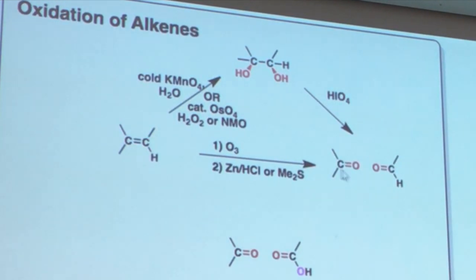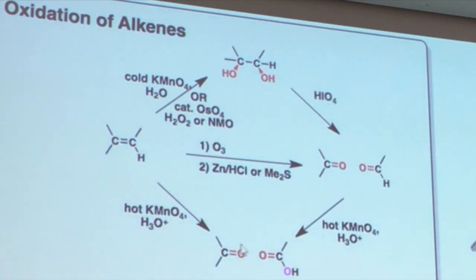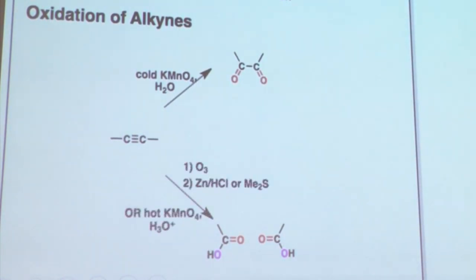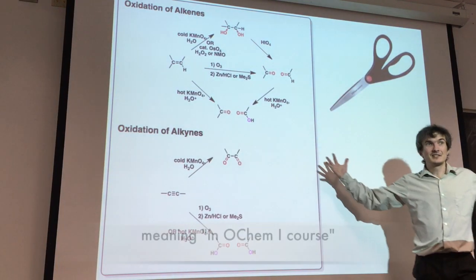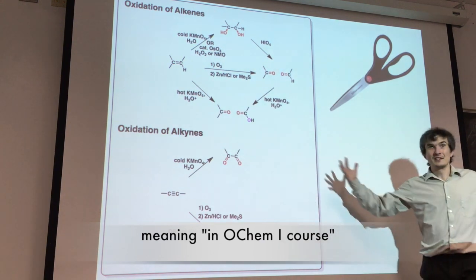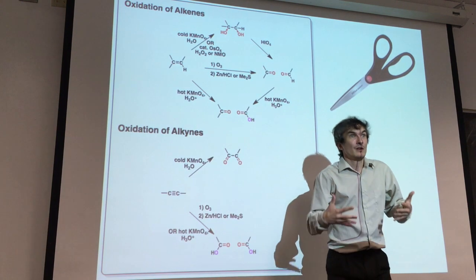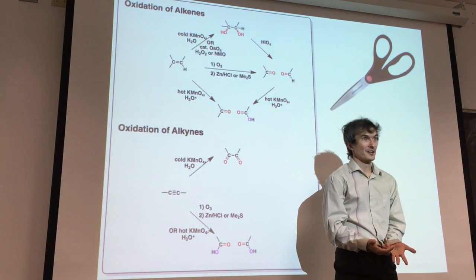Now, this is ozonolysis, and yes, hot KMnO4 will oxidize aldehydes into carboxylic acid. Similar thing with alkynes. Cold KMnO4 makes those diketones. How can we cut this bond completely? Well, let's use hot KMnO4, or let's use ozonolysis. By the way, this is all there is to know about organic chemistry reactions.